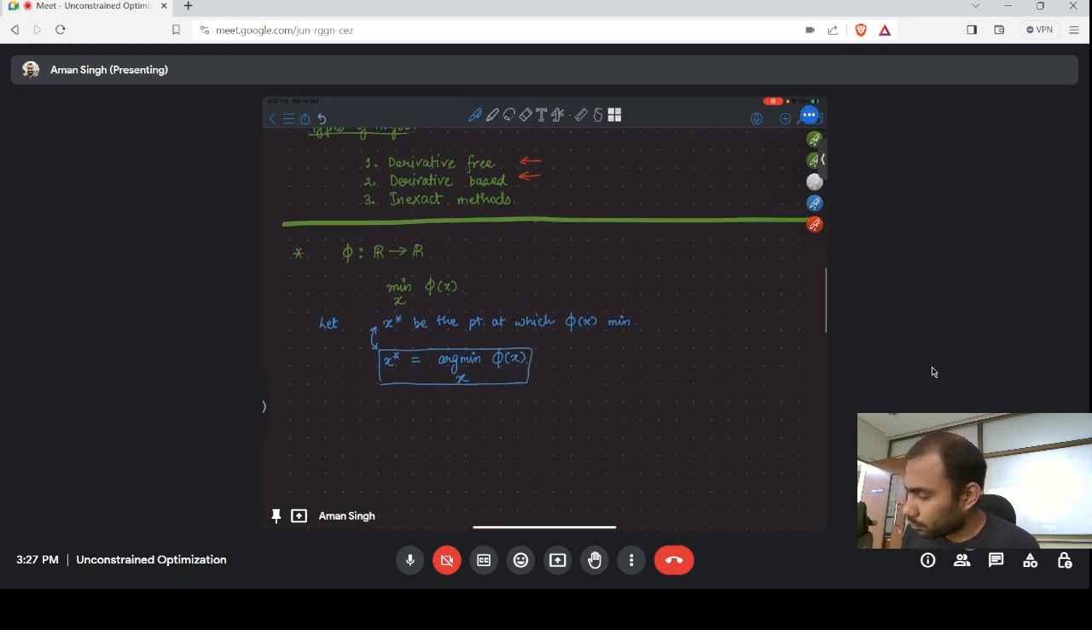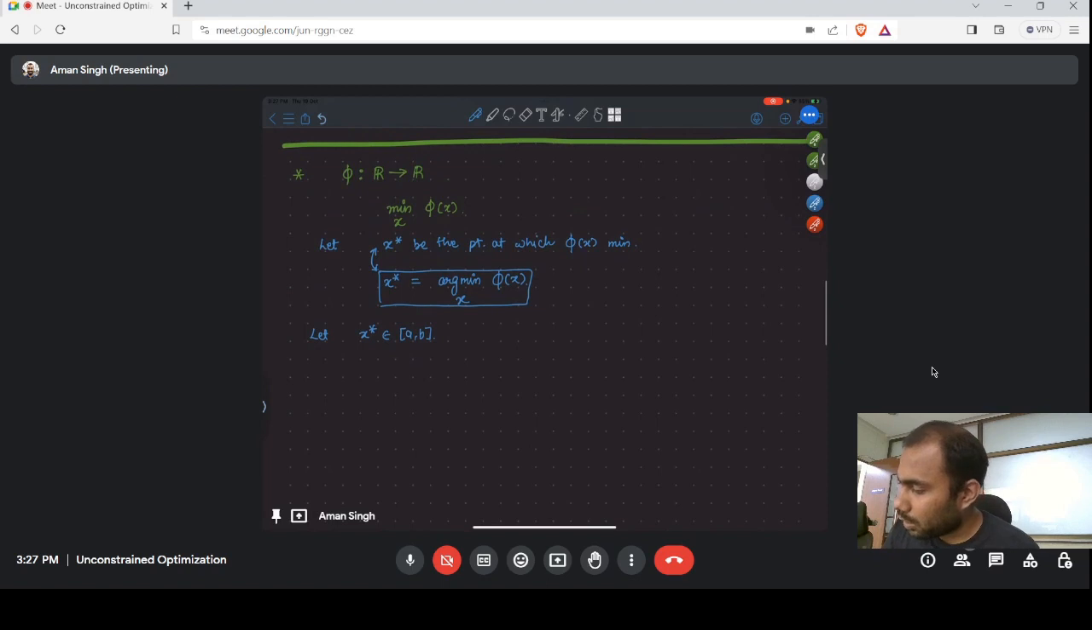We'll also assume that x star belongs to some closed set [a, b]. These are the two assumptions for now. Now let's define something called unimodal functions.